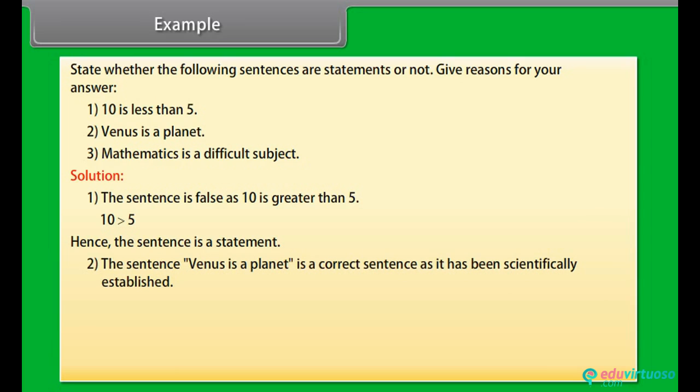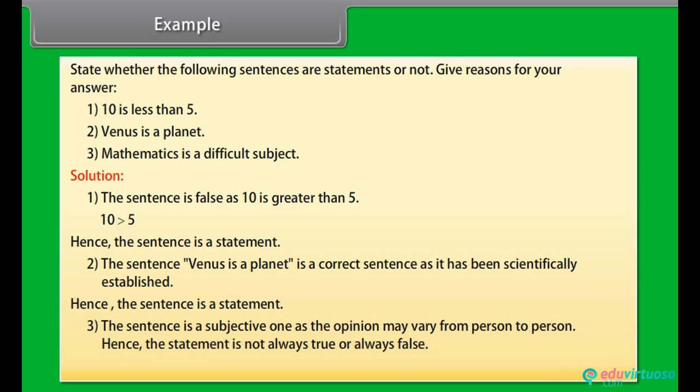The sentence Venus is a planet is a correct sentence as it has been scientifically established. Hence, the sentence is a statement. The sentence Mathematics is a difficult subject is a subjective one as the opinion may vary from person to person. Hence, the statement is not always true or always false. Hence, the sentence is not a statement.